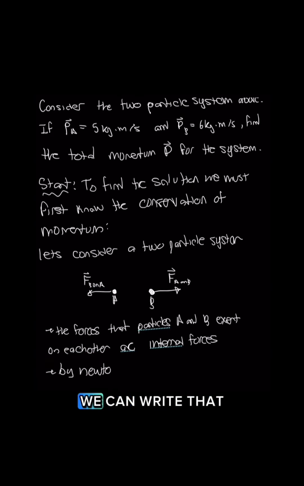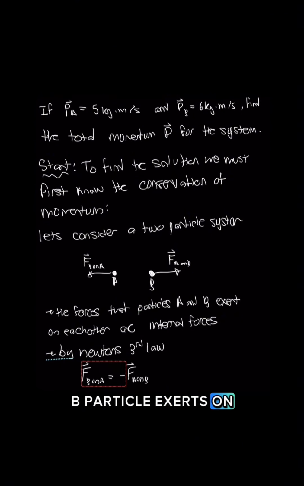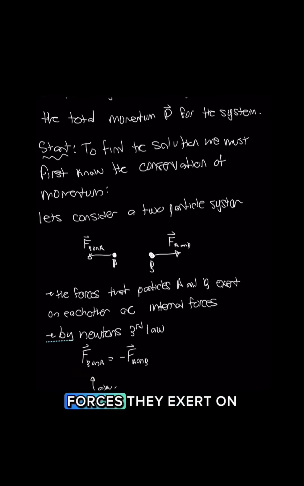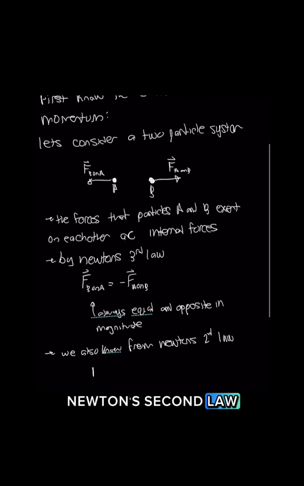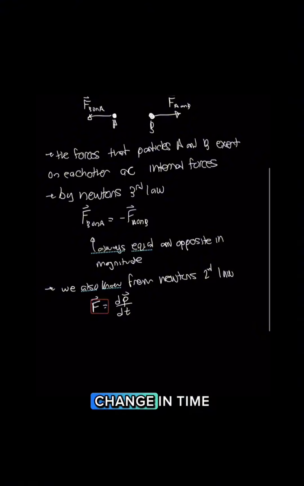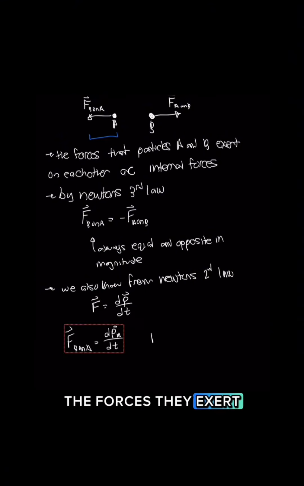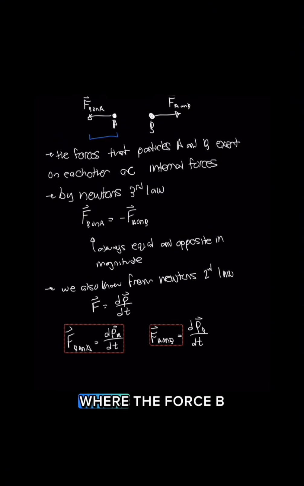By Newton's third law, we can write that the force B particle exerts on A is equal to the negative of the force A exerts on B. This basically just means that the forces they exert on each other are always equal and opposite in magnitude. We also know from Newton's second law that force is equal to the change in momentum over change in time. So the forces they exert on each other can be written in this form here, where the force B exerts on A is going to be equal to the change in the momentum of the A particle. And we can write a similar expression for the B particle like so.